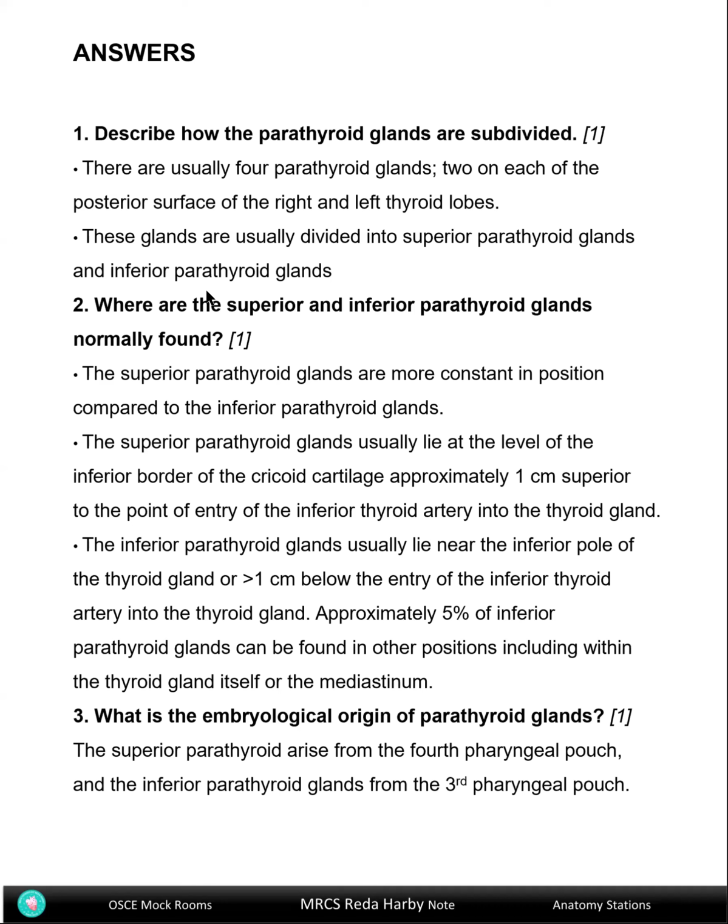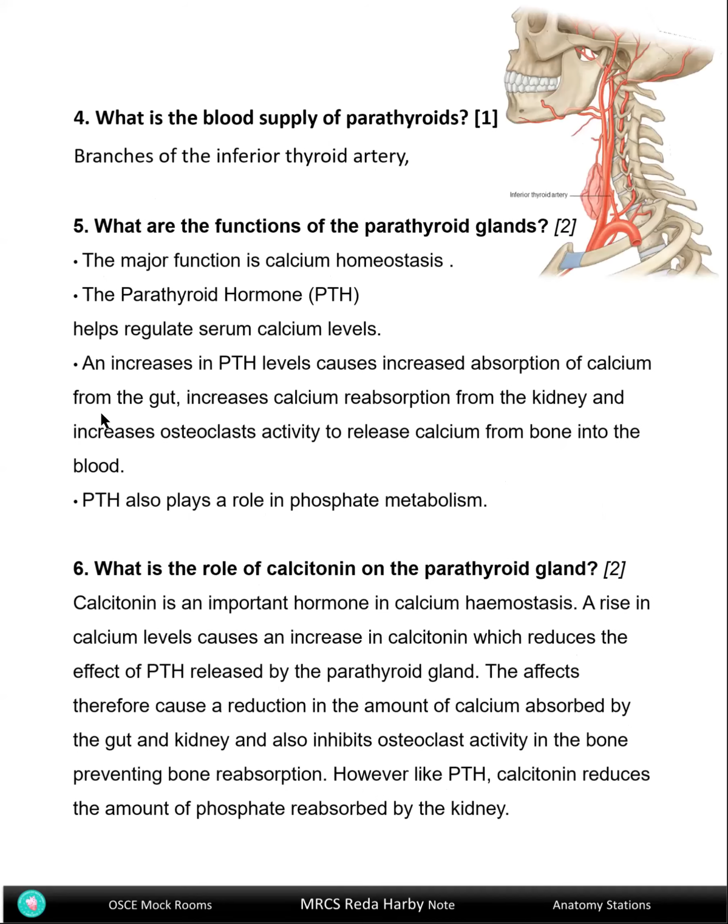The calcitonin reverses the action of the parathyroid hormone. So it inhibits resorption of the calcium from the bone, and decreases excretion from the renal system. Okay, so I will tell you, this is a very nice question.